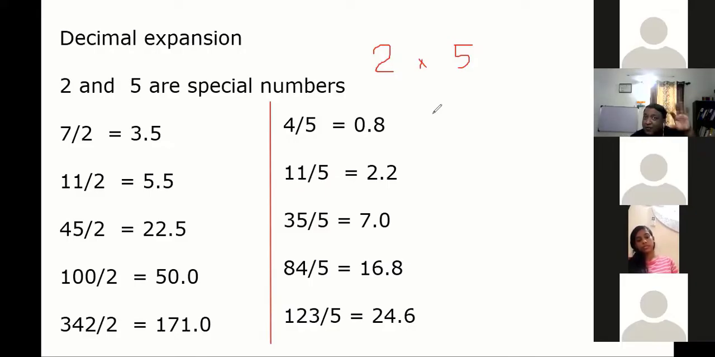It can be any number of 2s. That's why I put some power m and n. मतलब कि अगर there are more 2s, more 5s, then also. So it says, if the denominator of any number is of the form 2 to the power m, 5 to the power n, मतलब क्या? कि denominator में you have 2s or 5s or both, it will always terminate.